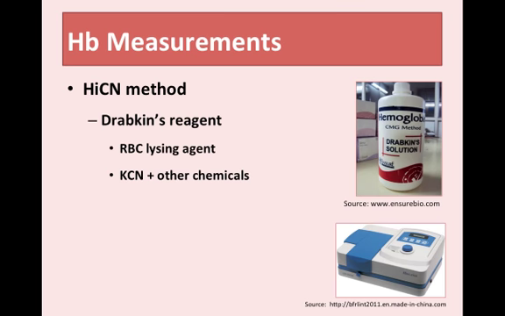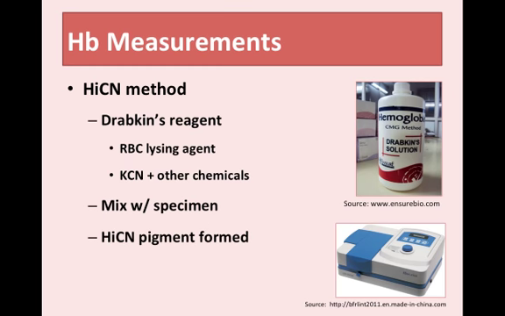One of the things it does is it has a red blood cell lysing agent in it. So we actually rupture all of the red cells so that we can expose the hemoglobin. And then within that Drabkin solution or Drabkin's reagent is potassium cyanide and a few other chemicals. And what will happen is the potassium cyanide will bind with the freed hemoglobin. After you mix it with the specimen, the binding will occur and you will actually form a pigment known as hemoglobin cyanide or cyanmethemoglobin, and that pigment will be able to be measured by colorimetric procedures using a spectrophotometer.